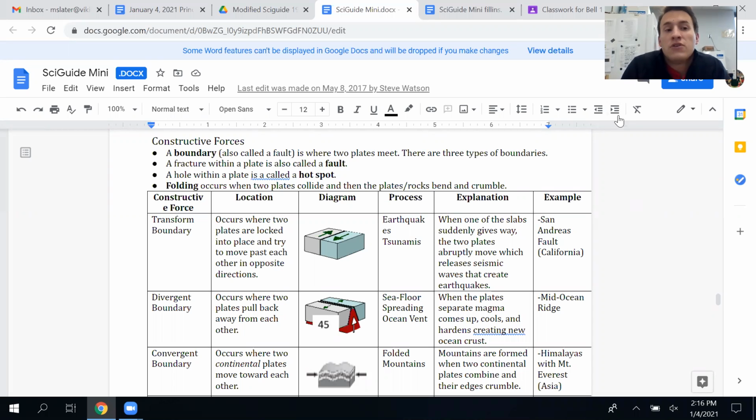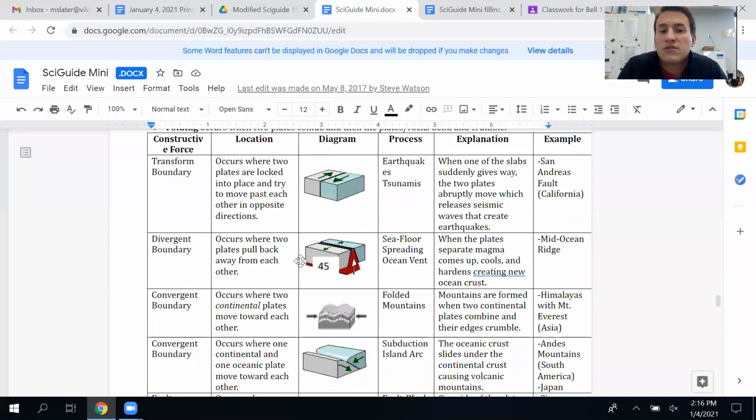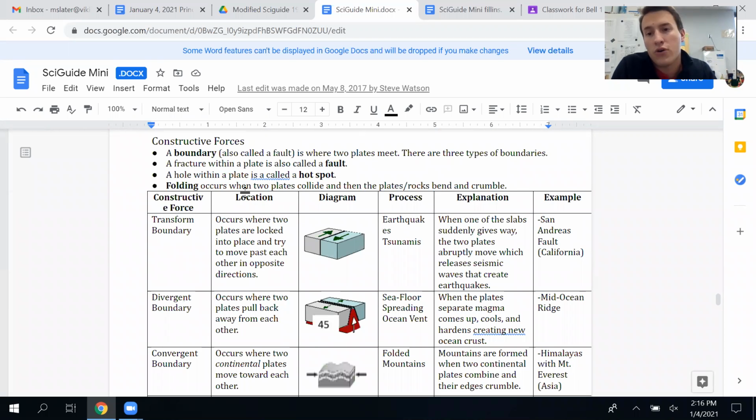As you can tell, I'm on our SCI guide, and this is on page 18. This is where all the information is going to be for our unit that we're going over. Again, we're going over constructive forces. While we go through this, there are a couple questions that are going to pop up during the video. Make sure you answer those on Edpuzzle.